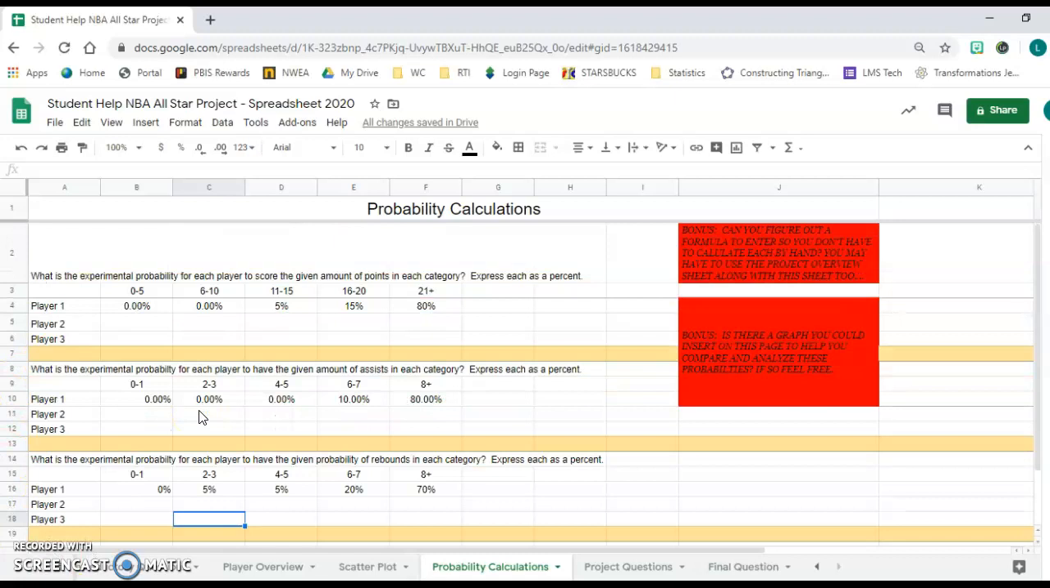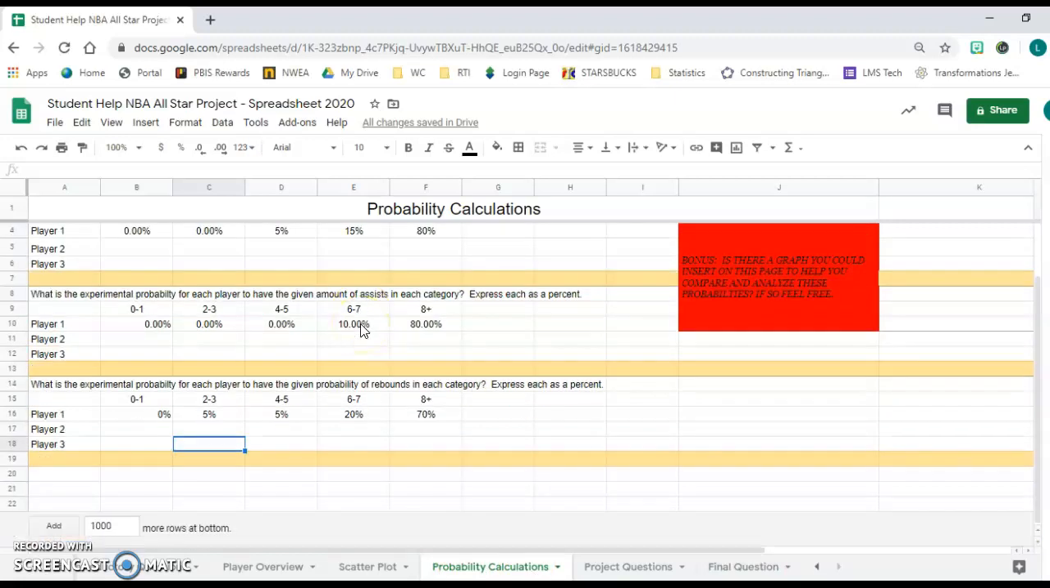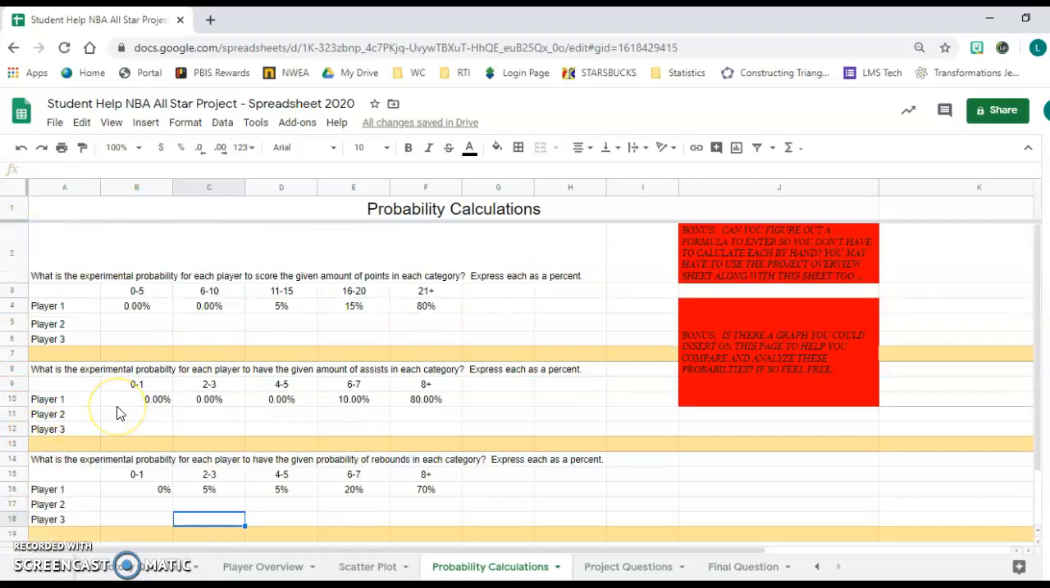But that's what we're doing today. When you're done with the 6 tabs, you are going to submit your project. And then I will have another part where you can submit your video if you want to do the bonus. So why don't you get started on your own project?